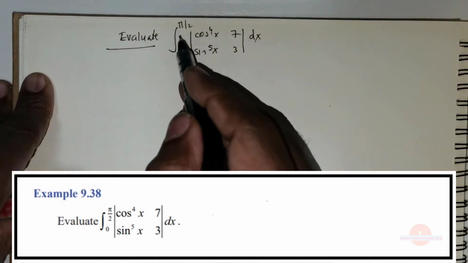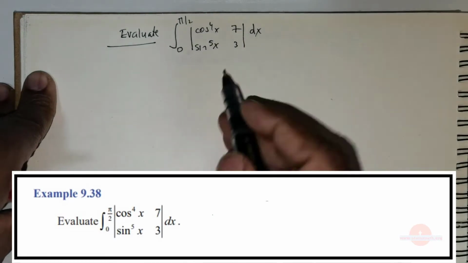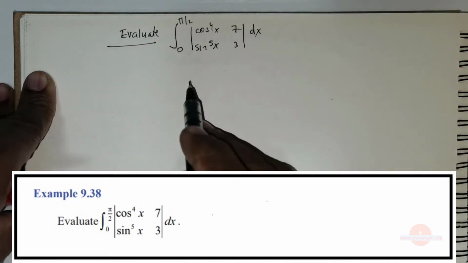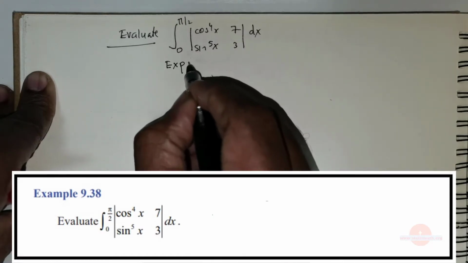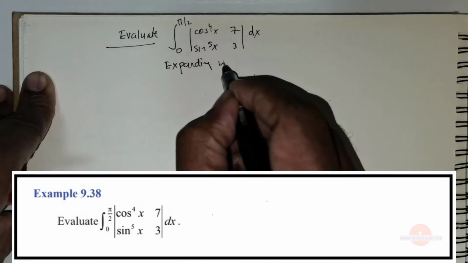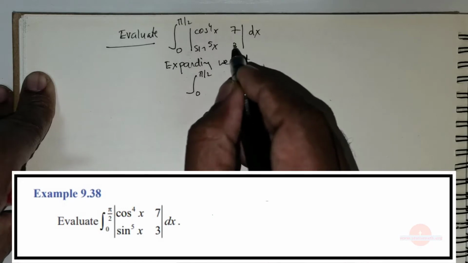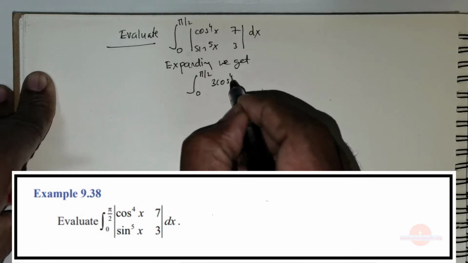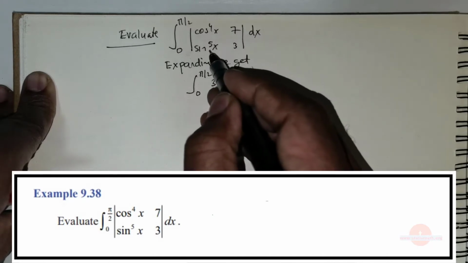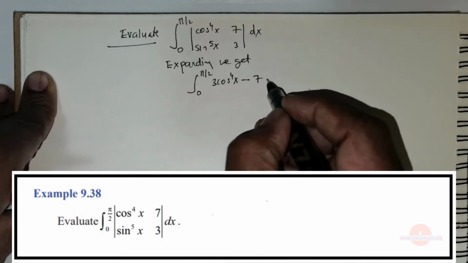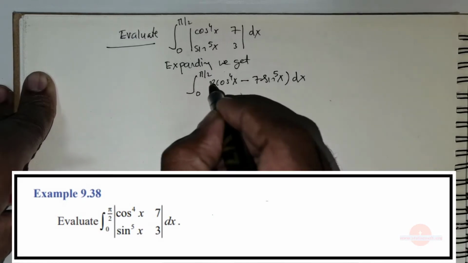Students, in this question, we are given the integral from 0 to pi over 2 of the determinant with entries cos^(4x), 7, sin^(5x), 3. So, if we were to expand the determinant, this is going to be the integral from 0 to pi over 2 of 3 times cos^(4x) minus 7 times sin^(5x), because when you expand like this, you need to take a negative sign, with dx.